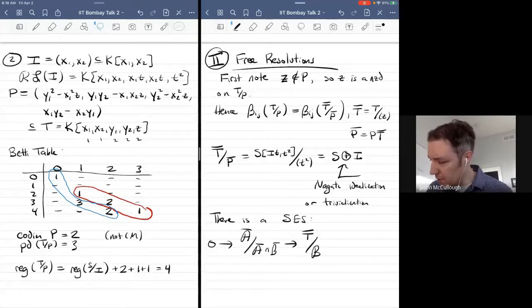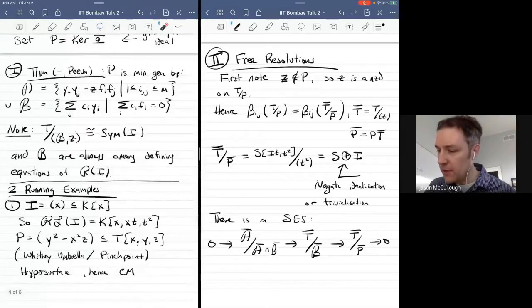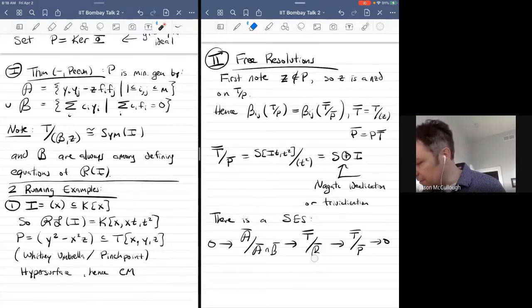So the middle term looks something like this. And then the last term is T mod P bar, which of course is generated by A bar plus B bar. If I scroll back for a second, notice when I kill Z, those terms in script A go away, and I'm just left with an ideal generated by a bunch of products of variables, which makes me think I may have switched the A and the B here. Indeed, I did. Excuse me for a second. Let me fix this.